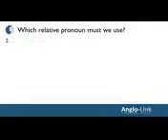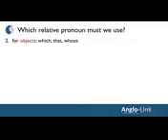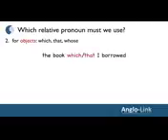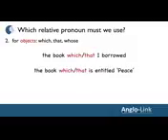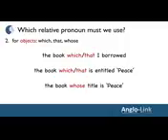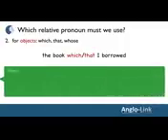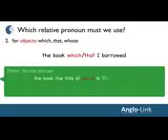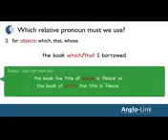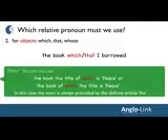Okay. For objects, we can use which, that, or whose. For example, the book which I borrowed, or the book that I borrowed. The book which is entitled Peace, or the book that is entitled Peace. The book whose title is Peace. Note that you can also say the book the title of which is Peace, or the book of which the title is Peace. In this case, the noun is always preceded by the definite article the.